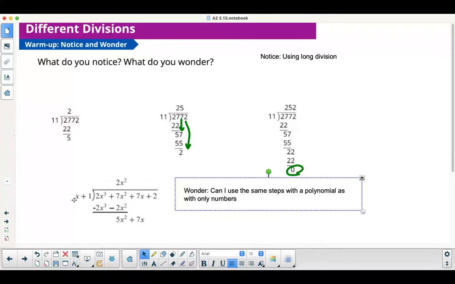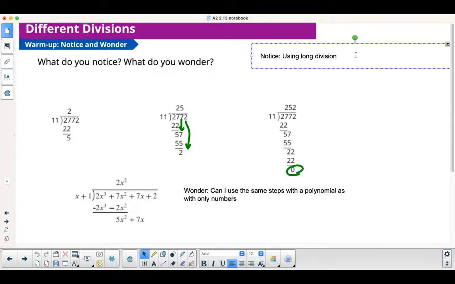Let's see here. I noticed that you see what you multiply x by to get 2x cubed. So I'd multiply x by 2x squared to get 2x cubed, and then I subtract. So that might be a notice here. The steps look very similar for polynomials.